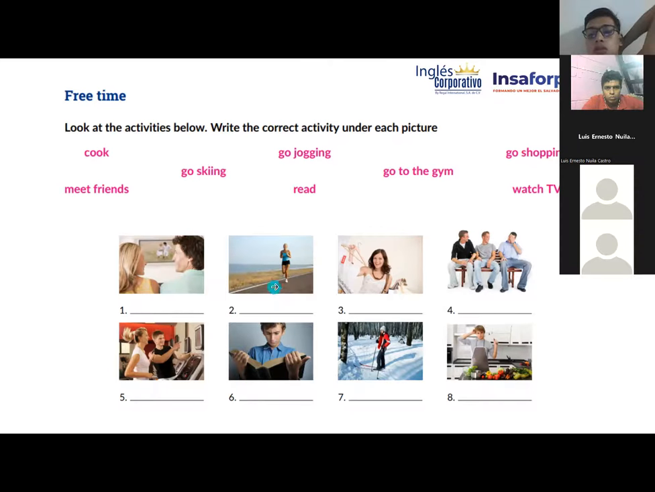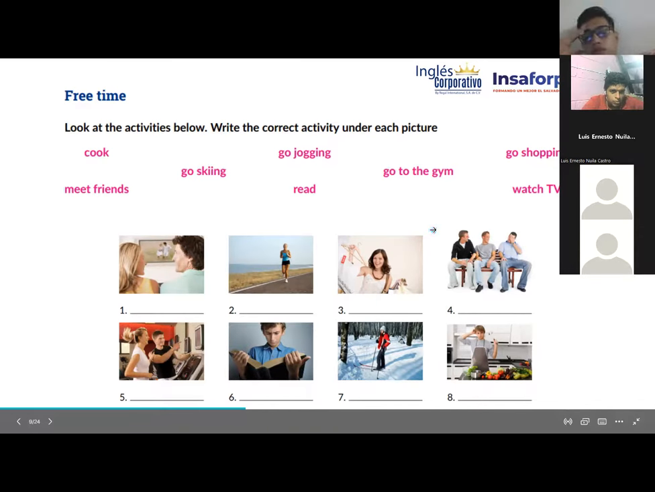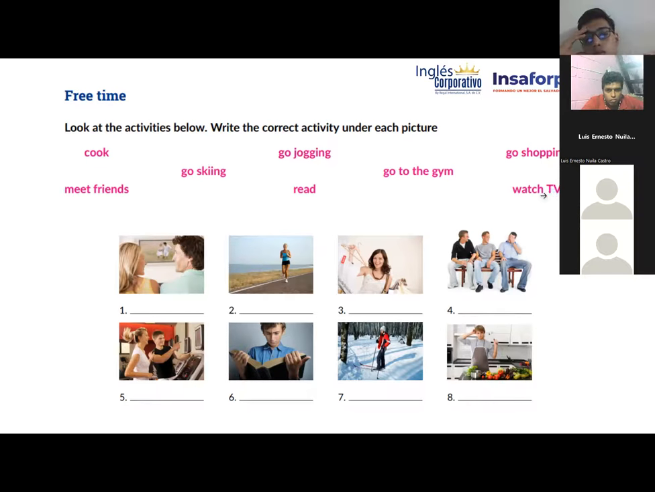Go to the gym. Okay. Let's leave it like go to the gym right now. Number three, go shopping. Number four, meet friends. Number five. Number six, go skiing. Number seven, read. Number eight, cook. Okay, let's focus on number two and number five.